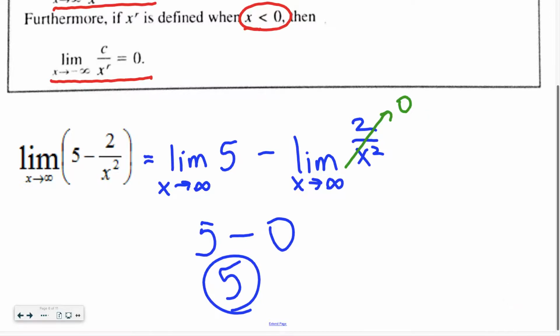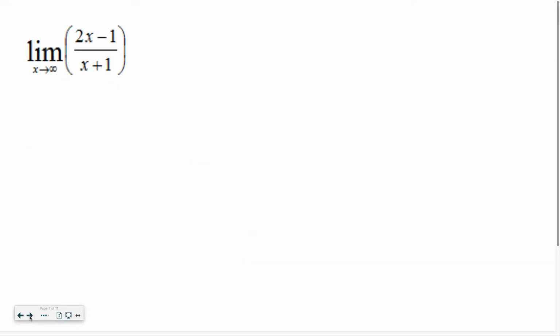Dylan? Boys, do we have to split it up? No, you don't have to split it up. Okay. You do not have to split it up.